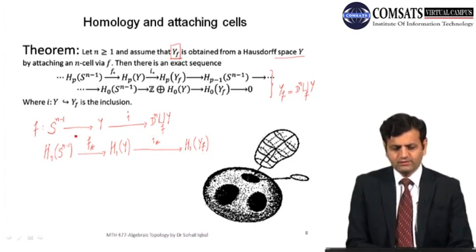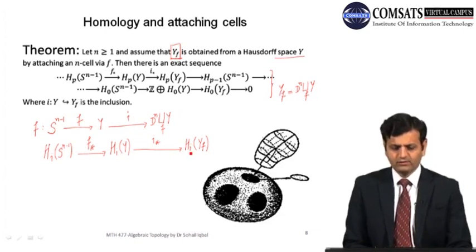Due to the continuous function from Sn minus 1 to Y, we have these maps between the homological groups, and due to this inclusion we have the following maps between the homological groups. Using this, now we are going to see how this is going to help us in calculating the homology.